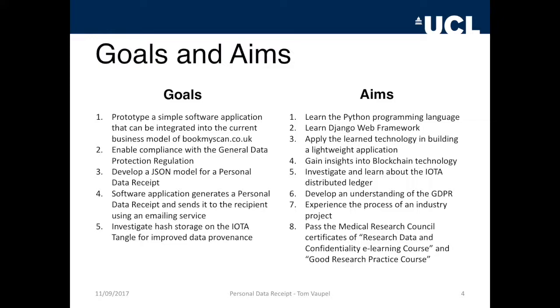In addition to the project deliverables, 8 personal aims were established. Firstly, to learn the Python programming language. Secondly, to learn the Django web framework. Thirdly, apply the learned technology in building a lightweight application. Fourth, gain insight into blockchain technology. Fifth, investigate and learn about the IOTA distributed ledger, also called the Tangle.